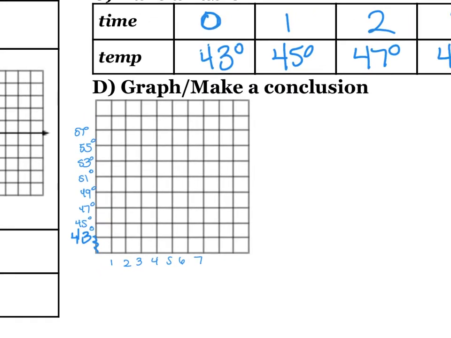Now at time 0, so 0 here, time 0, we are at 43 degrees. Time 1, we went up 2 degrees, and then it just increases 2 degrees each hour, and so we just get a line. And so here's the graph.